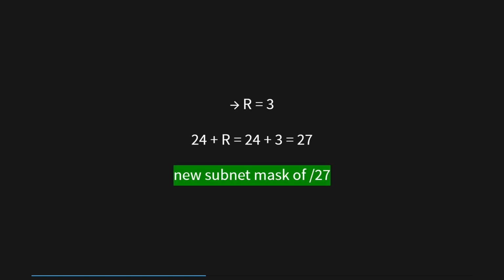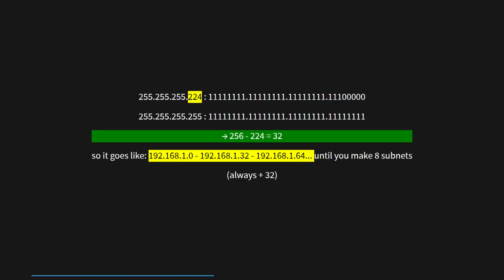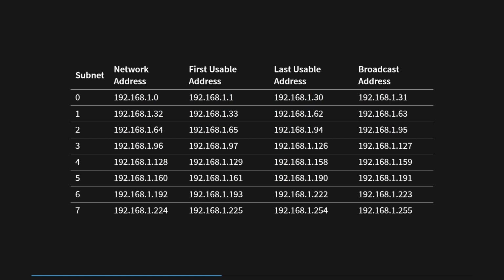Step 2. The original subnet mask is /24, 255.255.255.0. We add the 3 borrowed host bits to the 24 bits, resulting in a new subnet mask of /27, 255.255.255.224. Step 3. The subnet multiplier can be determined by subtracting the last non-zero octet of the subnet mask from 256. In this case, the last non-zero octet is 224, so the subnet multiplier is 256 minus 224 equals 32. Step 4. Listing the subnets, host ranges, and broadcast addresses helps visualize the address flow within the address space.